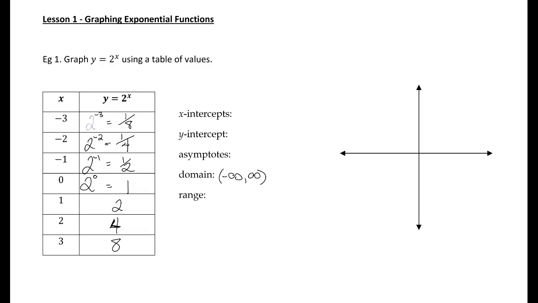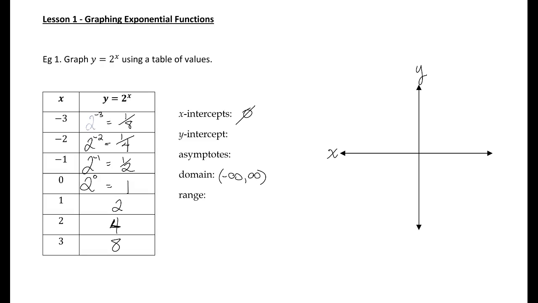What does happen is that I don't end up ever crossing my y-axis or my x-axis, because when I cross my x-axis, that would mean going into the negatives, and when I have a positive base, that is impossible. There's no way that I can turn a number from a positive to a negative strictly by using the exponent. And because of that, there are no x-intercepts.